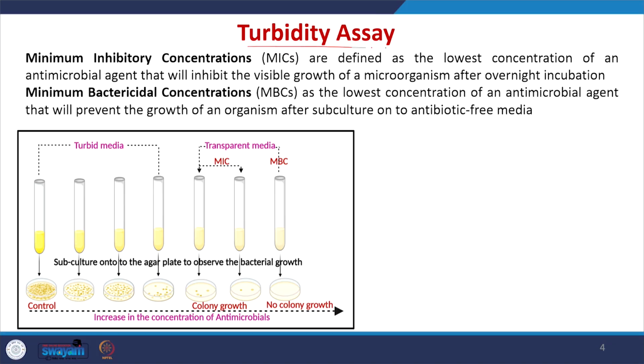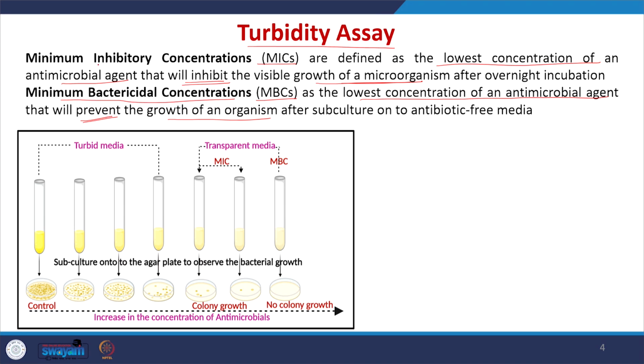The first method is the turbidity assay. By using this assay, we can identify the MIC and MBC. MIC means minimum inhibitory concentration, that is the lowest concentration of an antimicrobial agent that will inhibit the growth of microorganism, and MBC means the minimum bactericidal concentration, that is the lowest concentration of an antimicrobial agent that will prevent the growth of a microorganism.